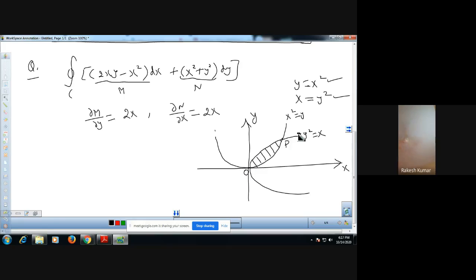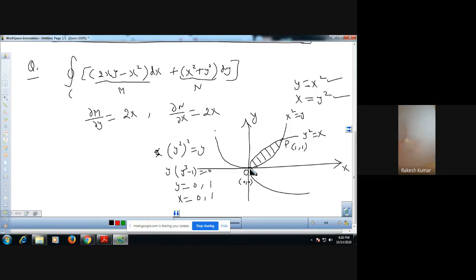Let us find out the point of intersection. Use the value of x, which is y square. You can substitute y square in the first parabola, so y square square is equal to y. y can be taken common. So y is either 0 or 1. If we use 0 here, x comes out to be 0. If we use 1 here, x comes out to be 1. So the points are clear. This is the origin point and this point P is (1, 1).